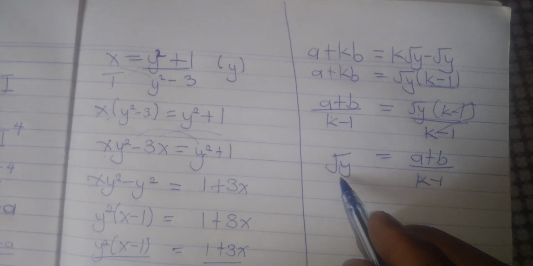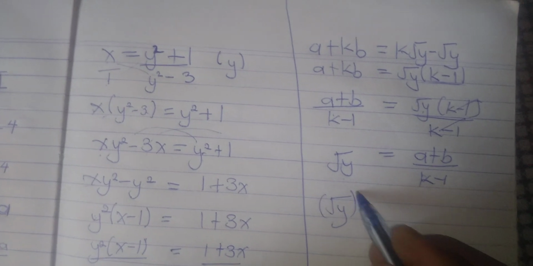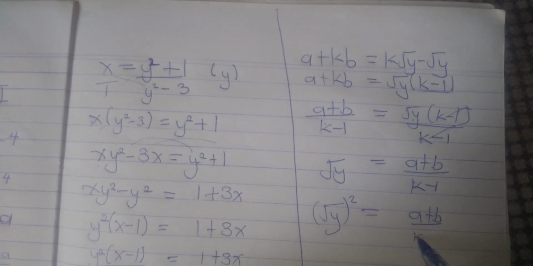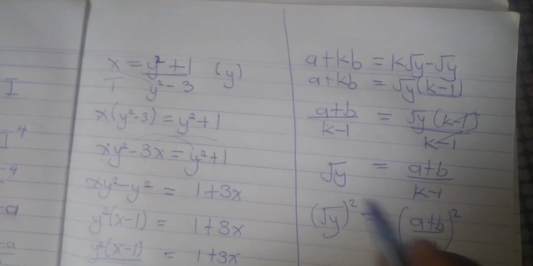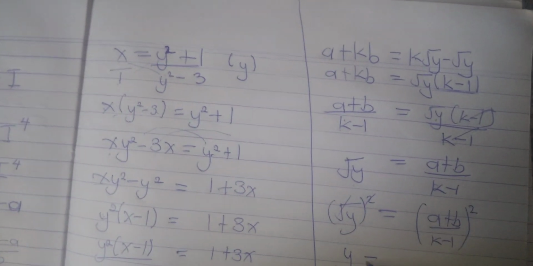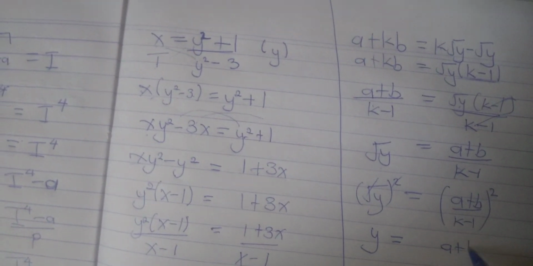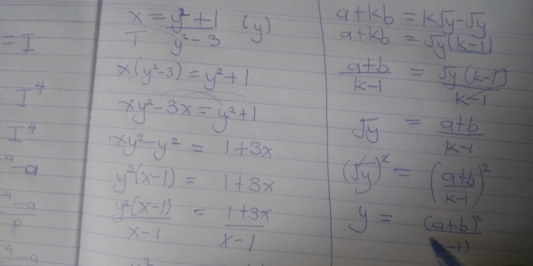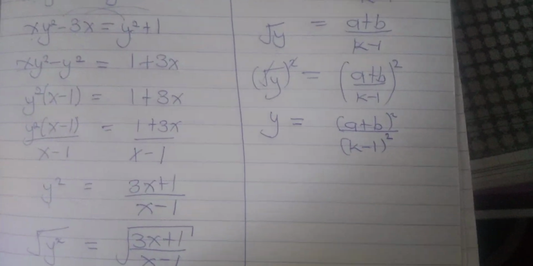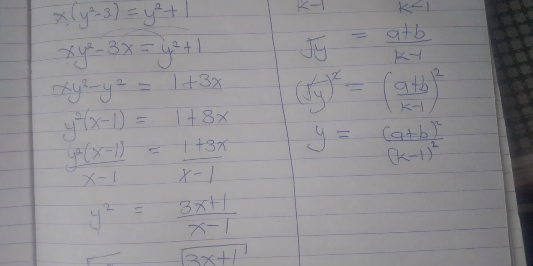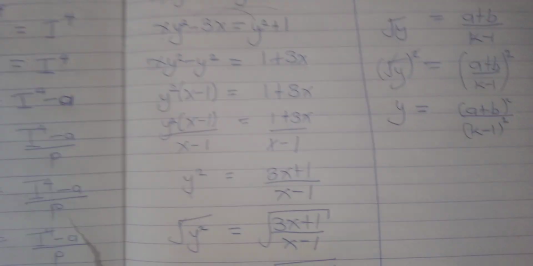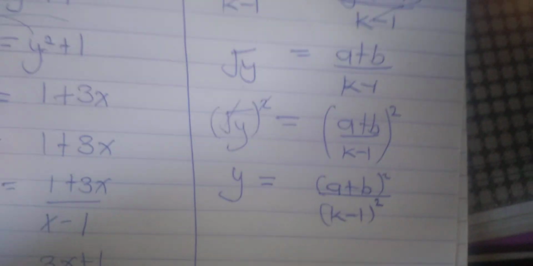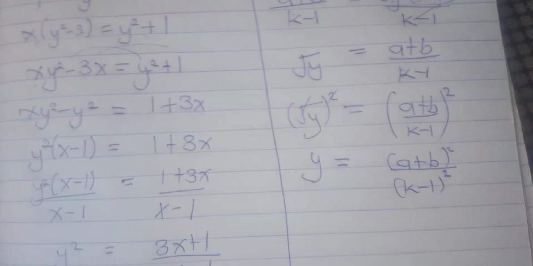So the only way of removing that root is by squaring both sides. Even this side you square it, a plus b over k minus 1, you also square it. So the square cancels the square root. Our y will simply be a plus b over k minus 1, squared. You can leave it like this, or you can leave it as above there. So that will be our y. We have made our y the subject of the formula.